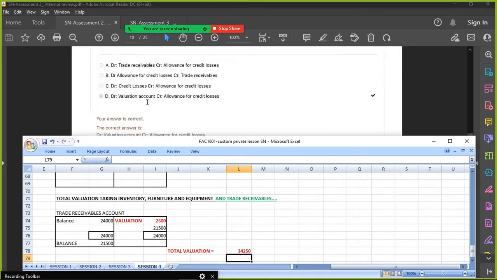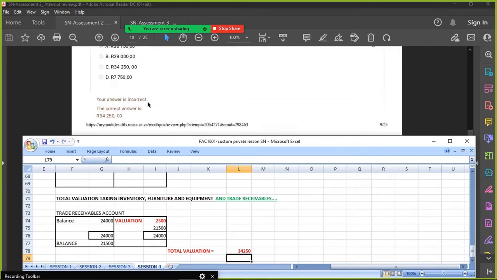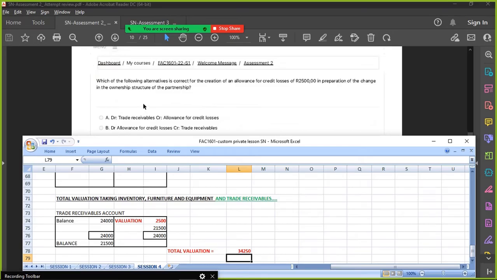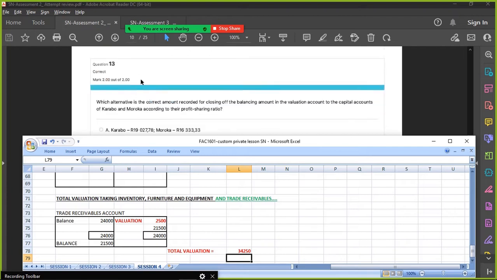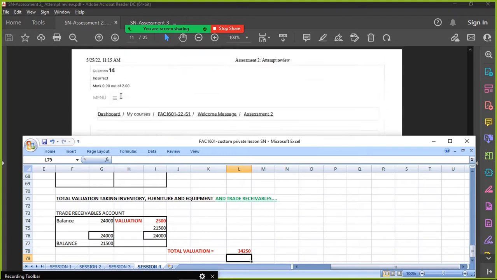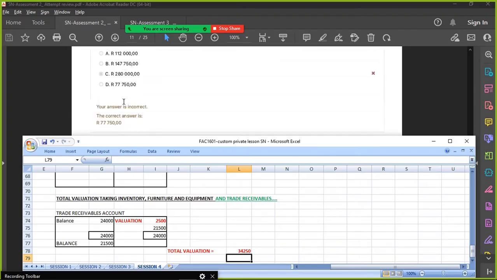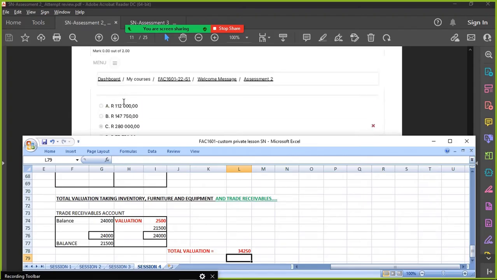Okay. Let's see. 12. I don't see if you got 12 right or wrong. I see the question, but I don't know if you got it right or wrong. Did you get it right? Yeah, there it is. Okay, you got it right. There, answer's correct. That's fine. 13 you got right. 14 you got wrong. Okay, what is 14's question though? I'll get it quickly.